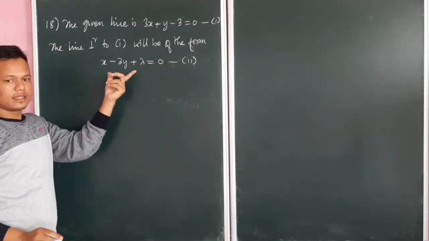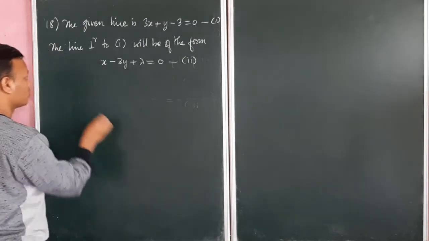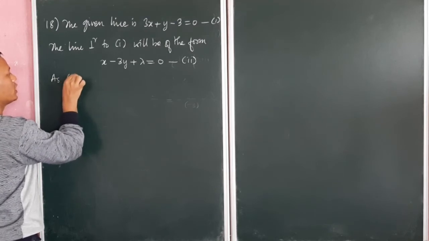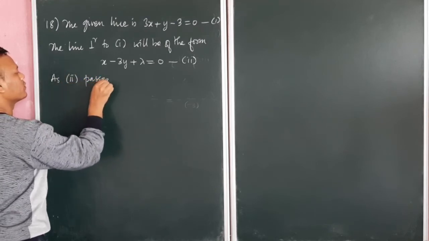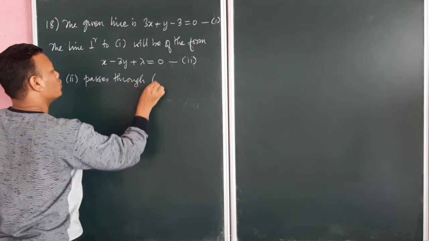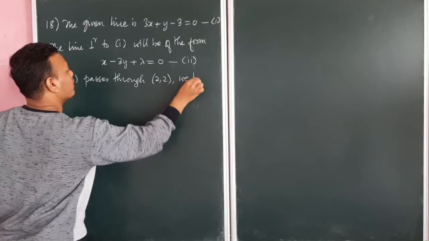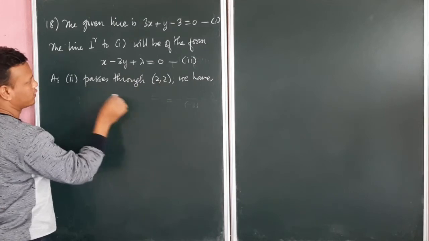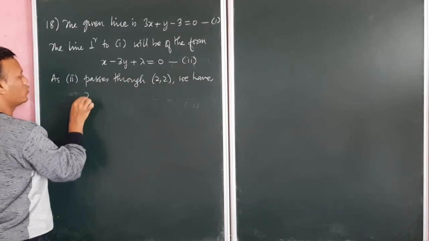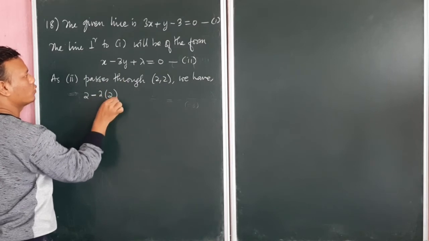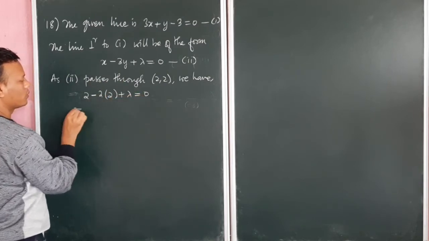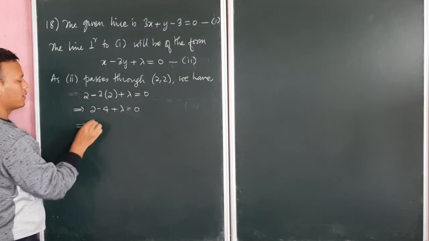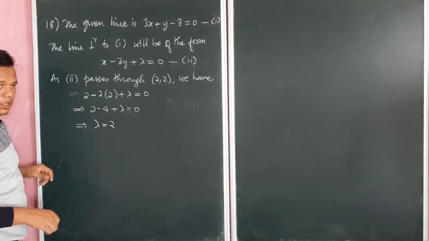Now it is given that this line passes through the point (2, 2). So as equation 2 passes through (2, 2), instead of x, can I write 2? Instead of y, can I write 2? Yes. So we have 2 minus 2 into 2 plus lambda equals 0. So from here we have 2 minus 4 plus lambda equals 0, so lambda turns out to be 2.